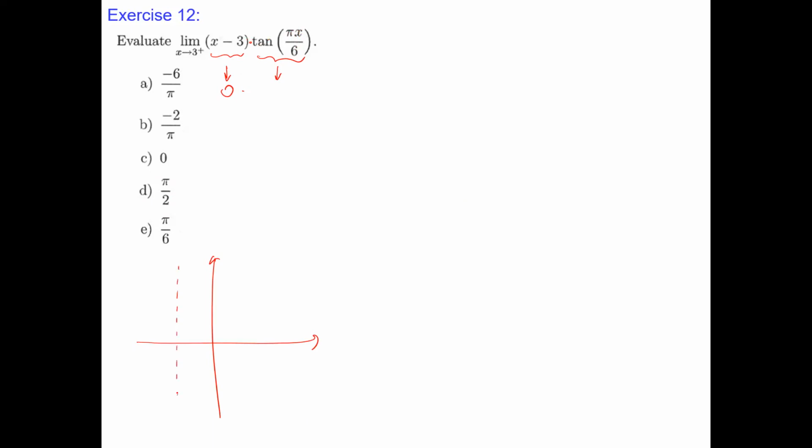The function tan x looks like this. Maybe just the y-axis, this is pi over 2, negative pi over 2. And from the right-hand side, that means this is the right-hand side, that's pi over 2, that's 0. From the right-hand side, the function goes down. That means it's negative infinity. 0 times negative infinity is an indeterminate form.